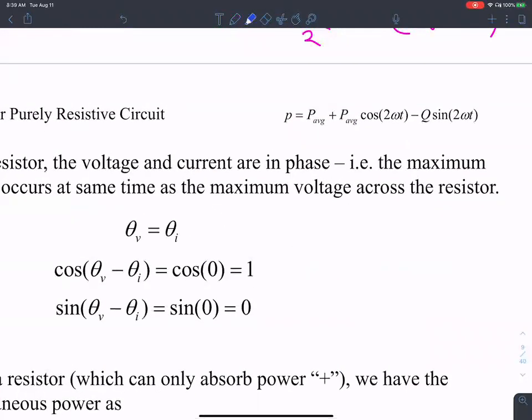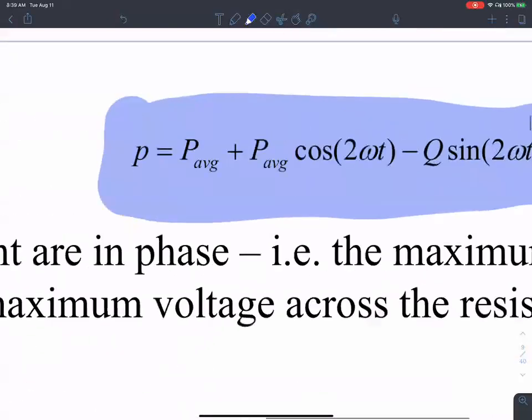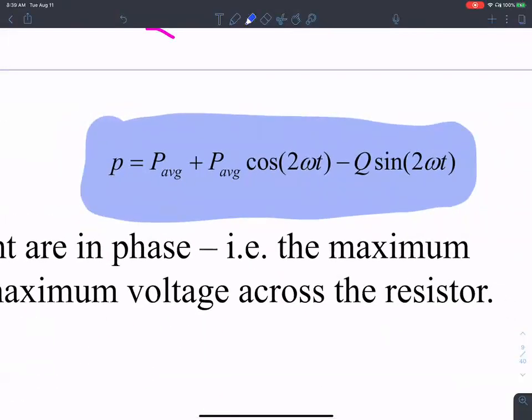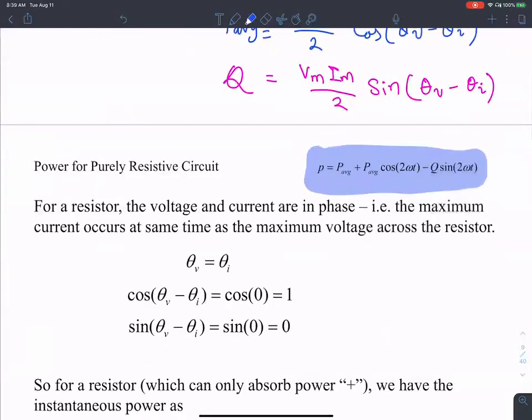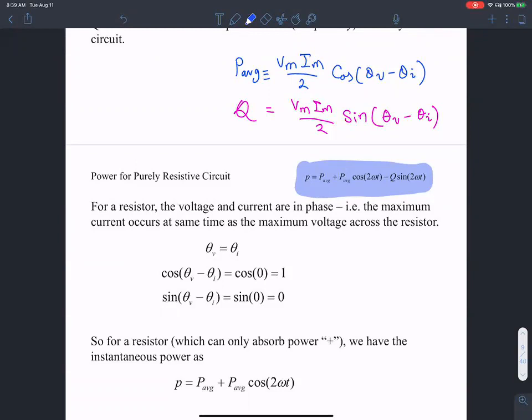So here is the equation that we bear in mind. The instantaneous power is average power plus average power times cosine of 2 omega t minus the reactive power Q times sine of 2 omega t. We know the definitions from first principles. Theta V should be given in your equation, theta I should be given from the input current, Vm and Im should be given. So you can express average power and reactive power from first principles.